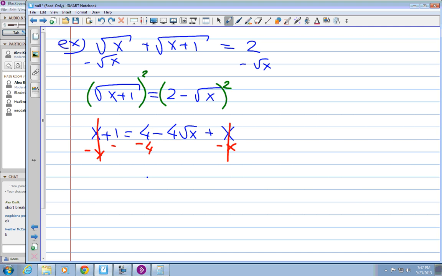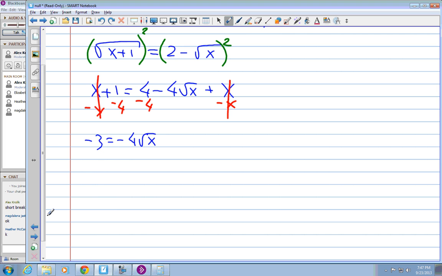Subtract 4 from both sides. We end up with -3 equals -4 square roots of x. Divide both sides by -4, you get square root of x equals 3/4. Okay? By the way, if your answer would come out square root of x equals -3/4, you can just stop, because square roots cannot be negative. Square root of x cannot equal -3/4. So it always has to be positive on that side.